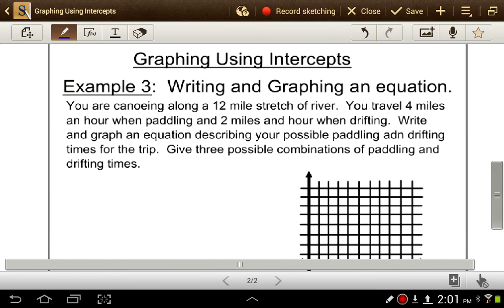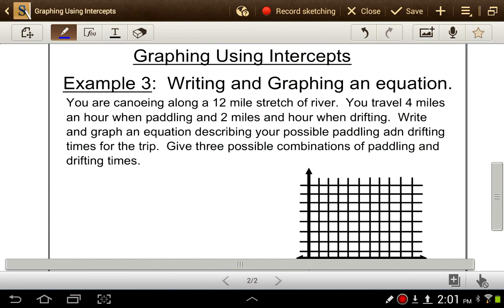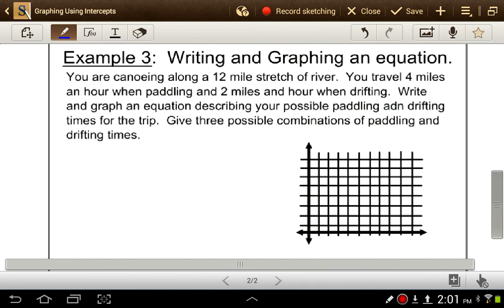Alright, in the last example, we're going to be writing and graphing an equation. Okay? So, the word problem. You are canoeing along a 12-mile stretch of river. You travel 4 miles an hour when paddling and 2 miles an hour when drifting. Write and graph an equation describing your possible paddling and, oh, there's a typo, and drifting times for the trip. Give 3 possible combinations of paddling and drifting times.